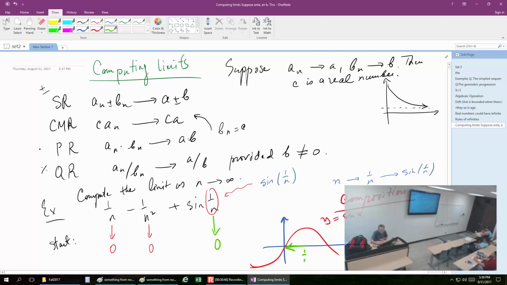So this is 1 over n. It is on the x-axis, and it is going towards 0. In the meantime, the sine is applied to these numbers, so like this. So over here, it will be sine 1 over n. So we know what's happening on the x-axis: 1 over n goes to 0. That's the green arrow. 1 over n is going slowly towards 0. In the meantime, you can see what's happening with sine 1 over n.